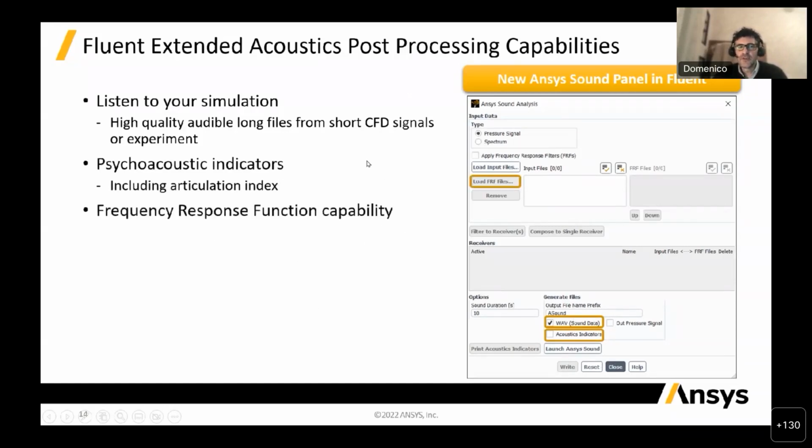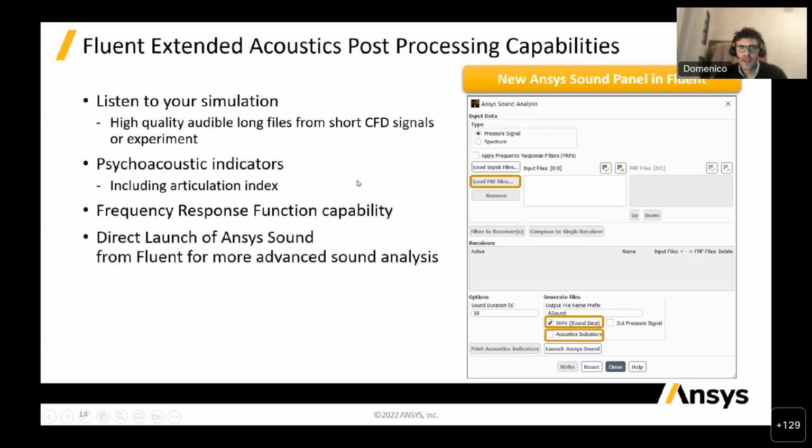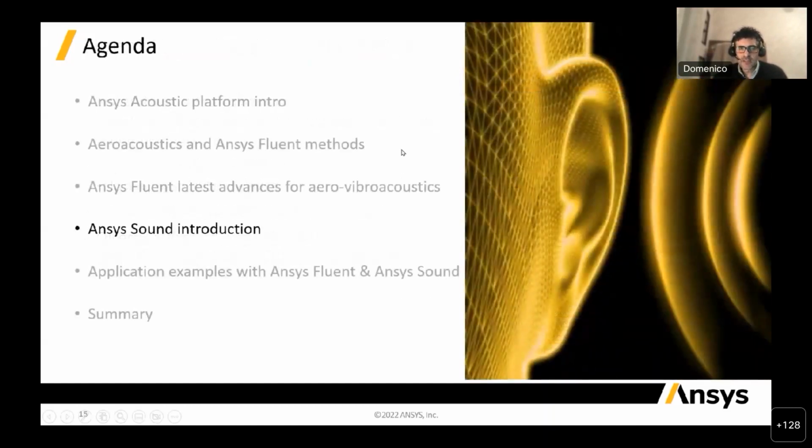Then you can use frequency response functions, which are computed by ANSYS Sound, for example. And then you can directly launch ANSYS Sound from this panel, and it will transfer files. So we have a nicer workflow in terms of usability for going from Fluent to a more advanced post-processing analysis in ANSYS Sound. So at this point, I will pass the ball to Milan for an introduction about ANSYS Sound.